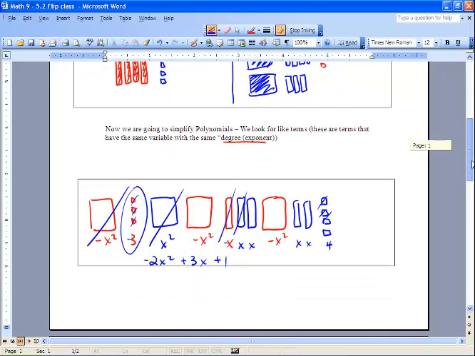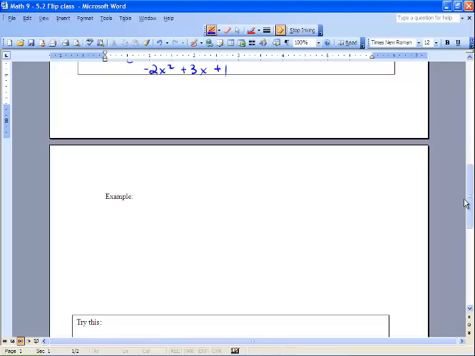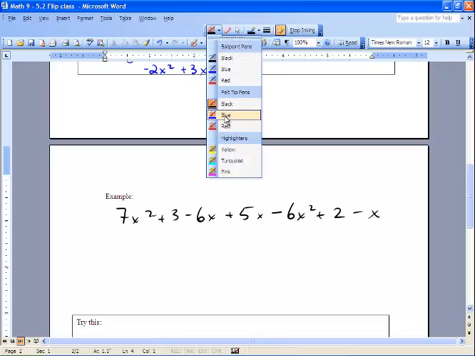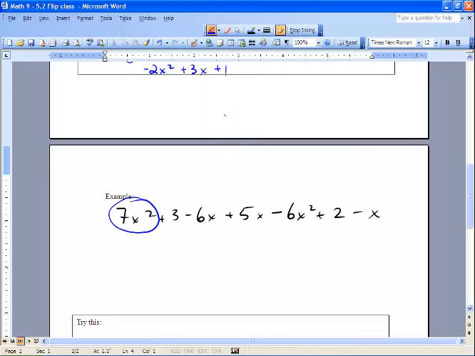Let's go down, let's try a little bit new. So we've got one more example here. And we're going to go in number form here. So we've got 7x squared plus 3 minus 6x plus 5x minus 6x squared plus 2 minus x. Now we can only put things together with the same terms. And I have a little trick here. I circle the like terms. And I always circle the symbol or the operation with it. So we've got 7x squared, and we look for things with x squared in it, and we circle those. And you'll notice I circled the negative.